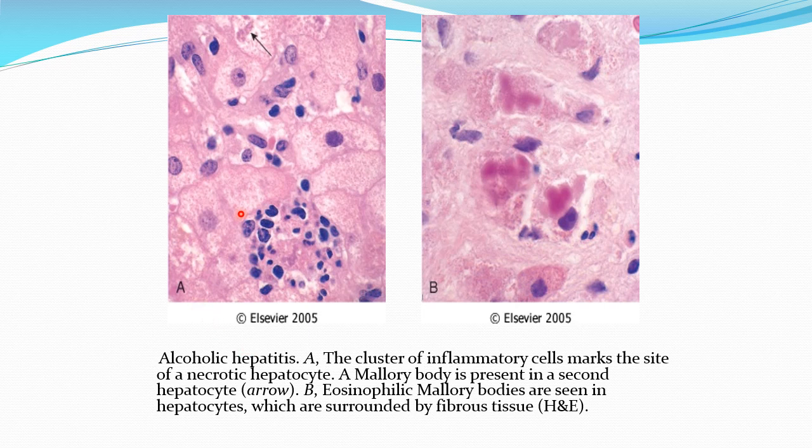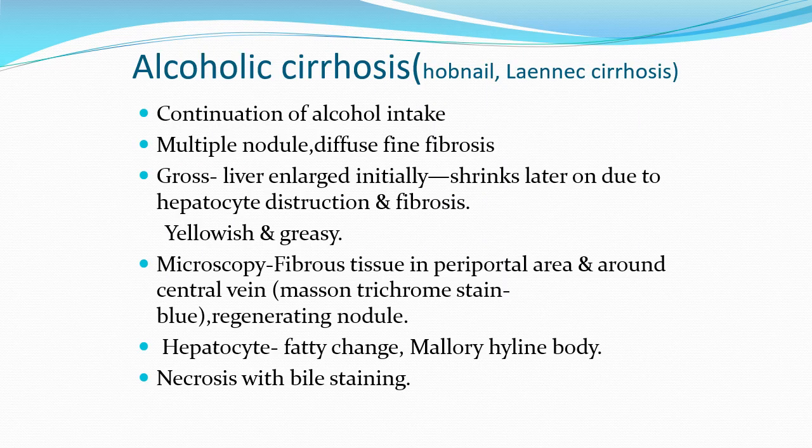This way also, this is the ballooning degeneration of the hepatocyte. These are the inflammatory cells, and the pinkish depositions in the cytoplasm, this is the Mallory bodies, pinkish depositions, and this is surrounded by the fibrosis. Now this was alcoholic hepatitis.